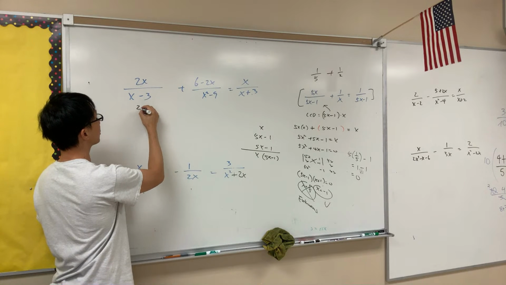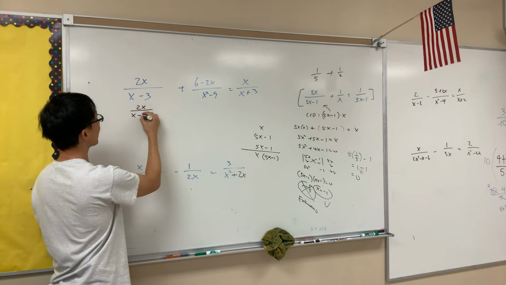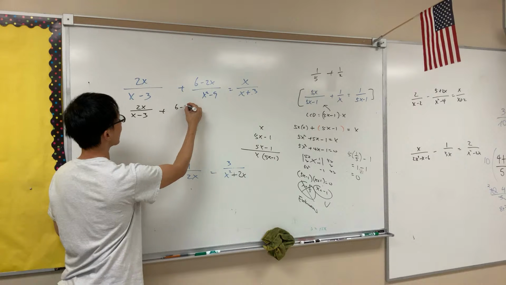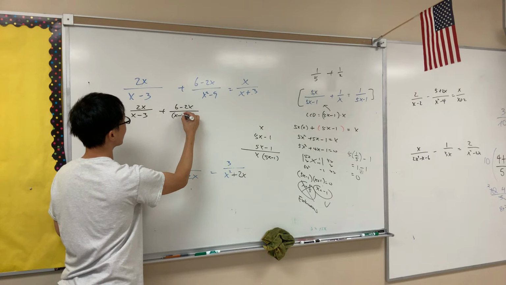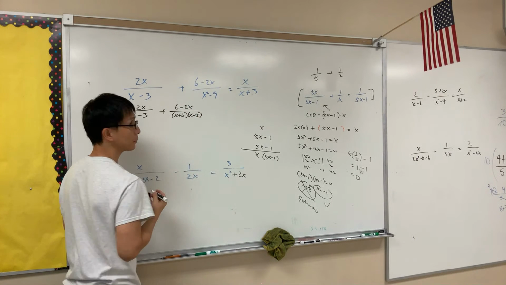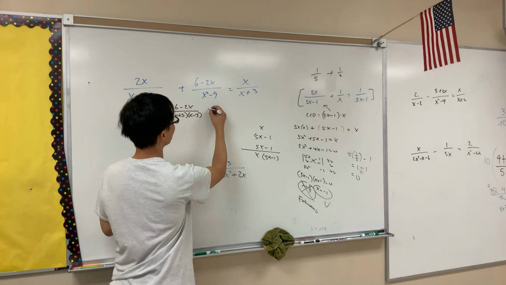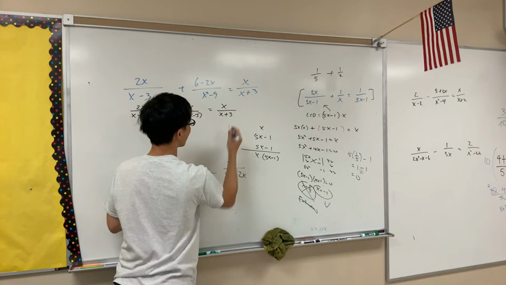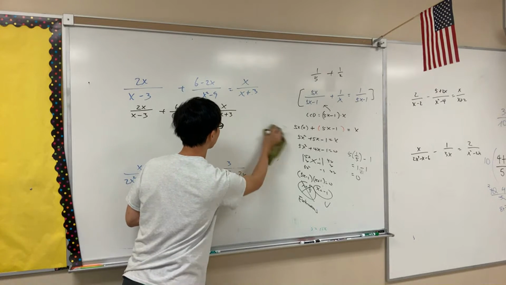Factor this, right? So it'll be 2x over x minus 3 plus 6 minus 2x over x plus 3, times 3, right? Is equal to x over x plus 3. And those are very simple steps.